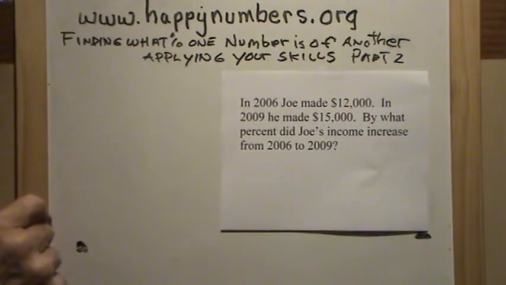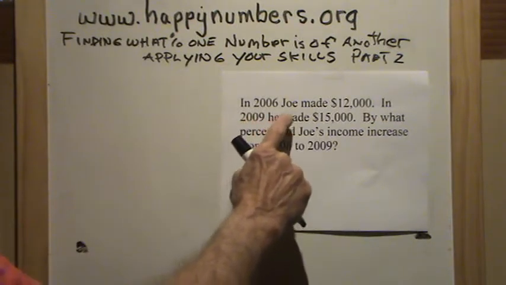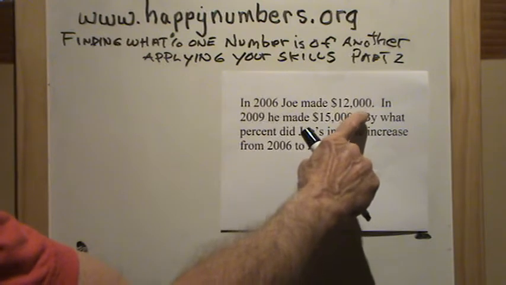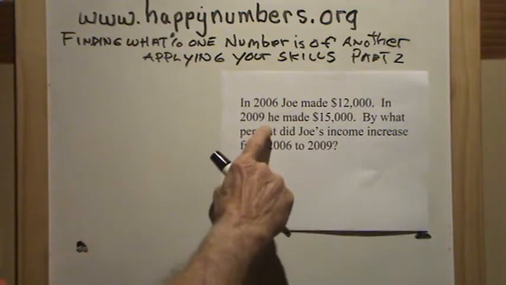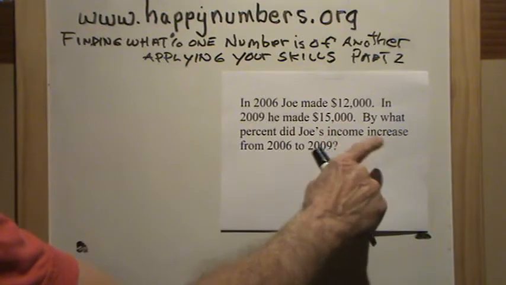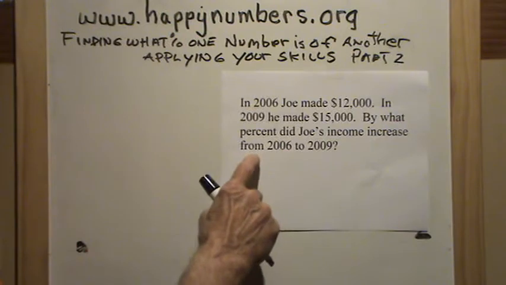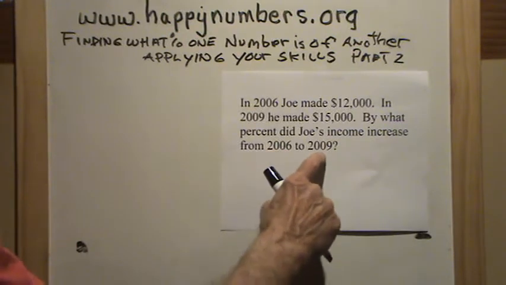Today's lesson is finding what percent one number is of another, applying your skills, and this is part 2. This is a little more complicated word problem. There's several steps involved. Let's read the problem. In 2006, Joe made $12,000. In 2009, he made $15,000. By what percent did Joe's income increase from 2006 to 2009?